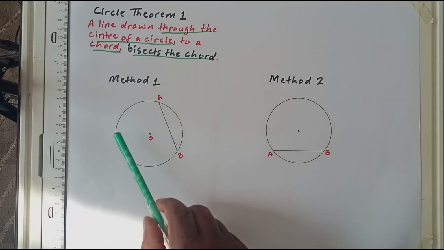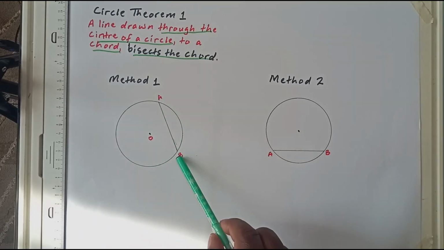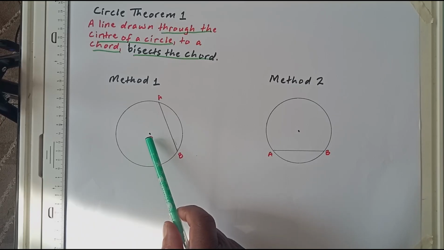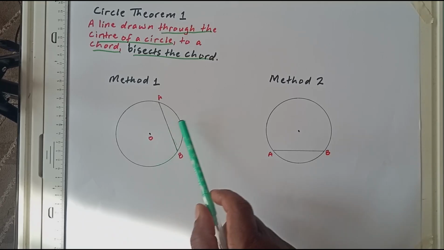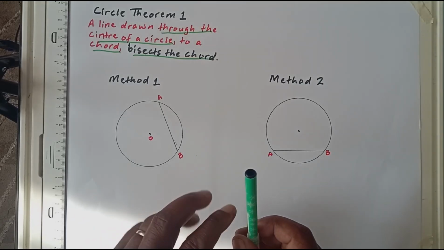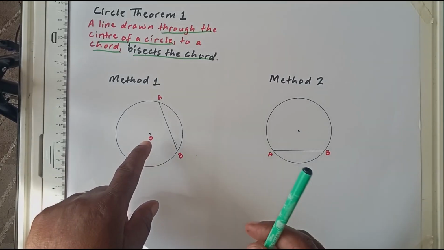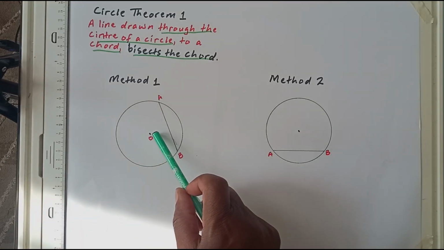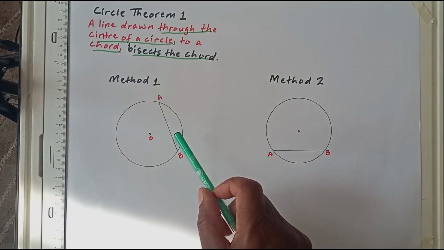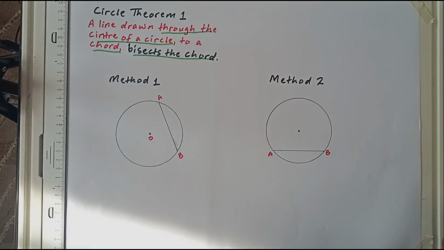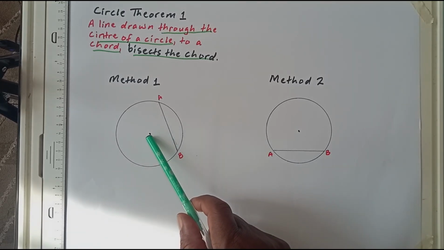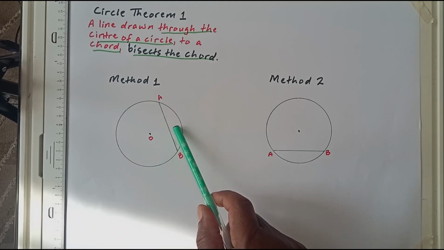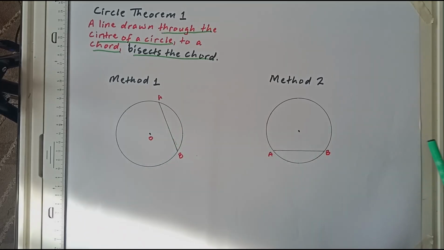So given this circle with center O and chord AB, we want to draw a line that passes through the center, and it must be perpendicular, crossing this line at 90 degrees. So those are two conditions: through the center of the circle, and it has to cross chord AB at 90 degrees. Now, there are two methods that we can use here to make sure that the line passing through the center of the circle and crossing the chord will cross the chord at 90 degrees.